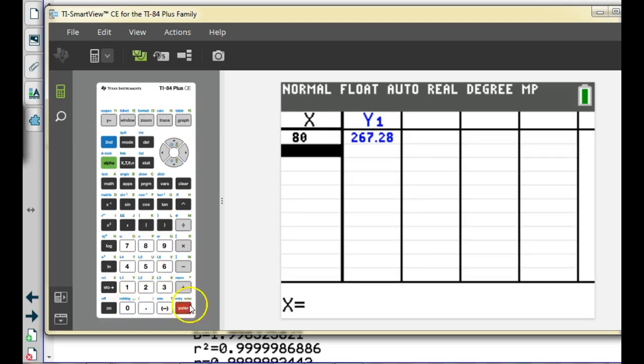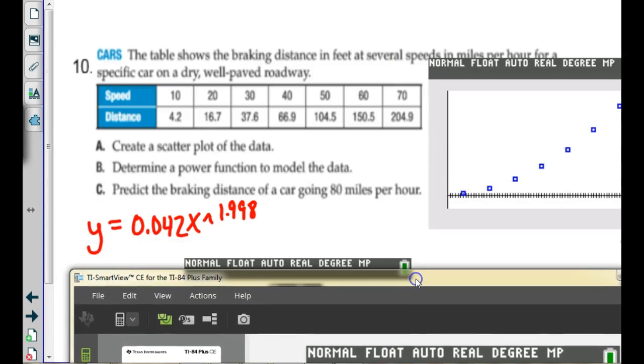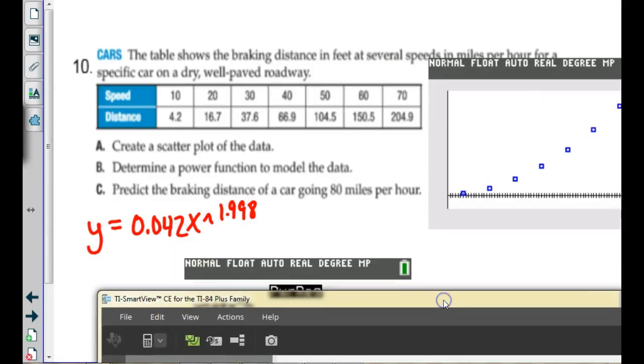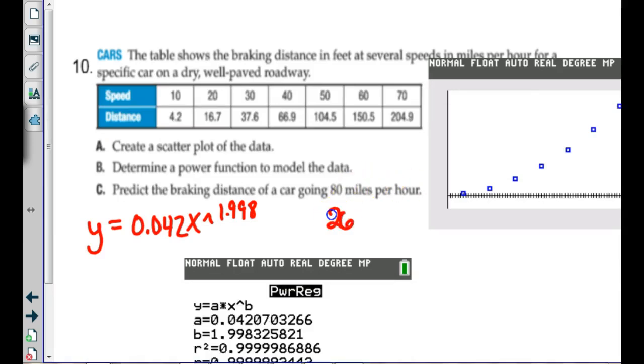So I got 267, and I think tomorrow it asks you to round to the nearest tenth on that final answer. So what was it? I already forgot. 267.3 if we round to the nearest tenth. 267.3 feet, I think it is. Yes. Is the stopping distance if you're going 80 miles an hour.